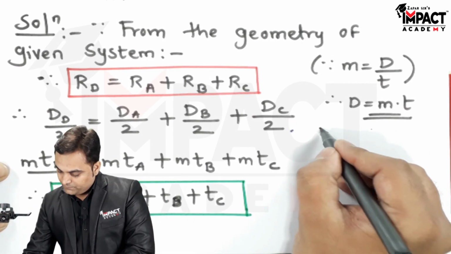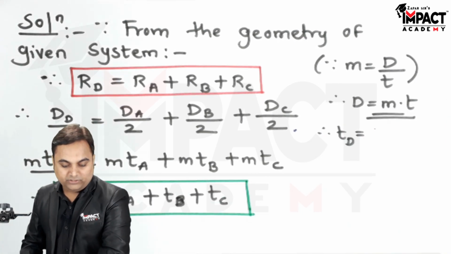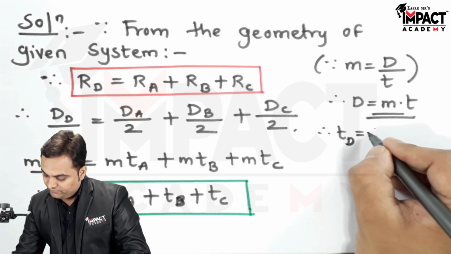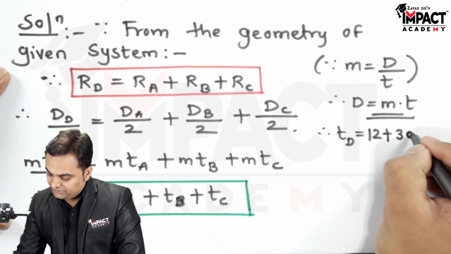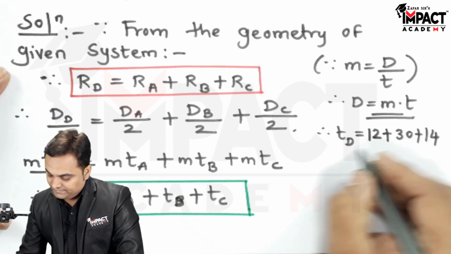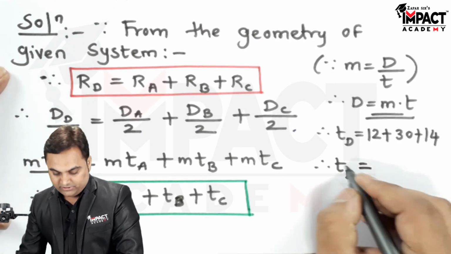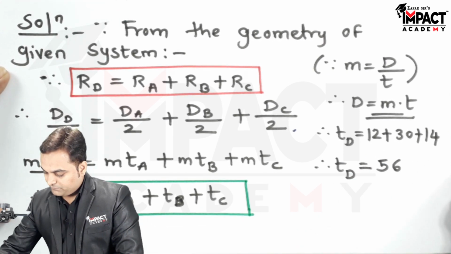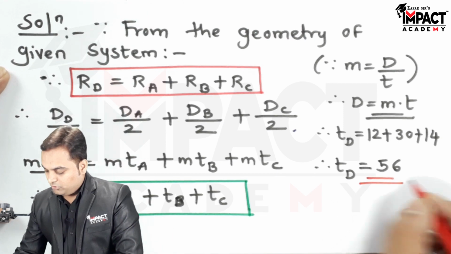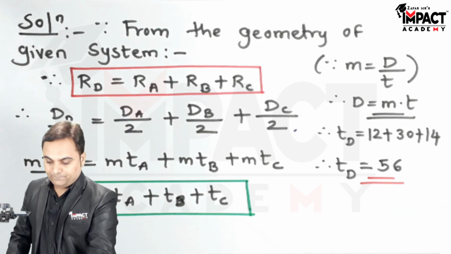So therefore TD would be, the value of number of teeth on A is given, it is 12, on B it is 30, and on C it is 14. Adding up all the values will give me the answer of number of teeth on annular D as 56. So that is the number of teeth on wheel D. Similarly, I would be calculating for E.